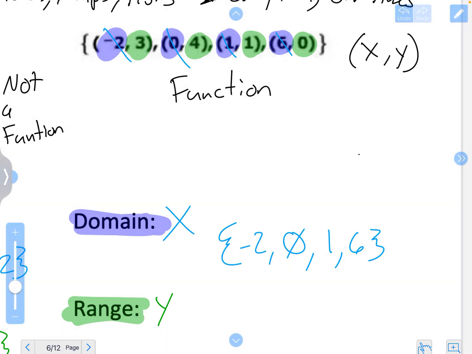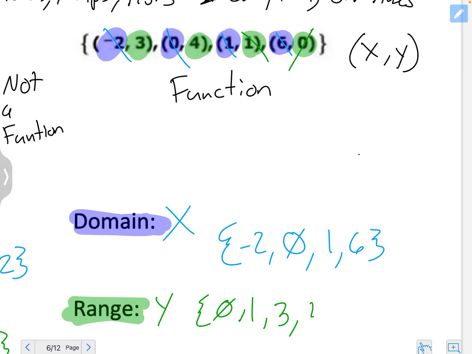So now we got to go to the y's. Usually the x's are going to be in least to greatest order, the y's usually are not. I don't have any negative numbers, so 0 is going to be my smallest number. Then we go 1, then 3 is smaller than 4, and those are all of our numbers, and that is our domain and our range.